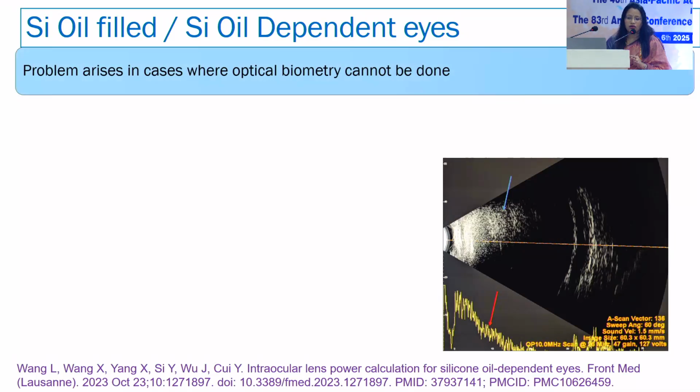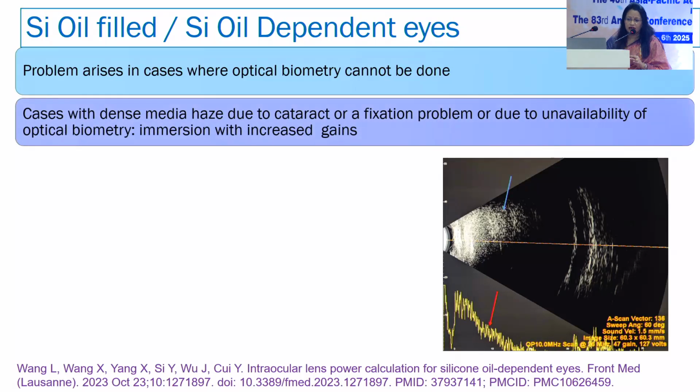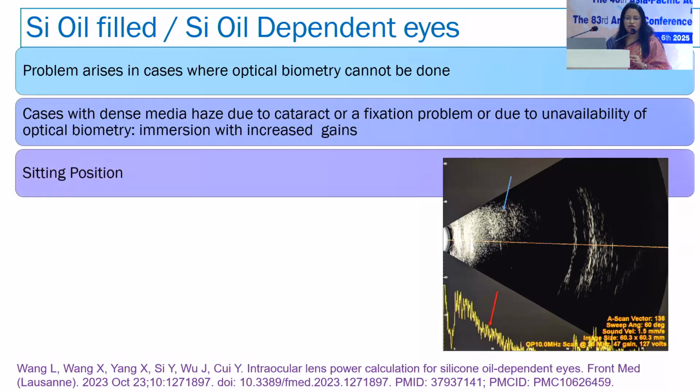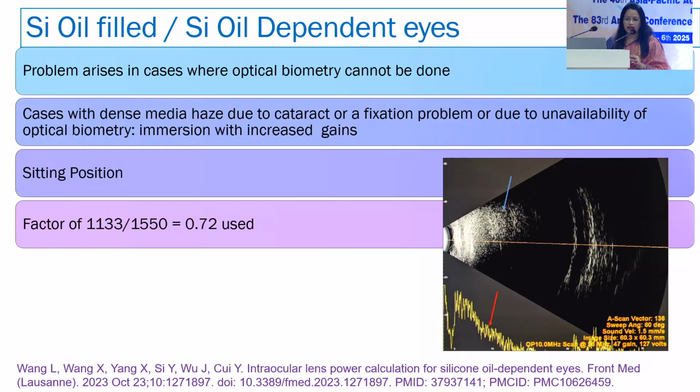So in these silicone oil filled or silicone oil dependent eyes, the problem arises when optical biometry is not available, and sometimes dense media due to advanced cataract leads to fixation problems, and immersion with increased gain is the answer. Another important point is you should make the patient sit, because once the patient lies down, the silicone oil interface changes, and that can cause variable readings of axial length.